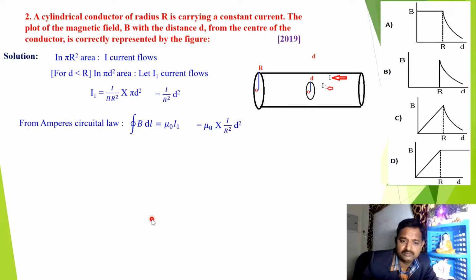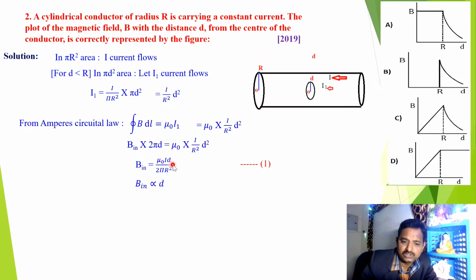Look here, what we will get: B into 2 pi d. Here B means we are finding the strength of the magnetic field inside the cylinder. So I wrote B inside into 2 pi d is equal to mu naught I1, that means I by r square into d square. From that I got B inside is equal to mu naught I d by 2 pi r square. This is equation 1. From equation 1 I can write B inside is directly proportional to small d. This is equation 2.